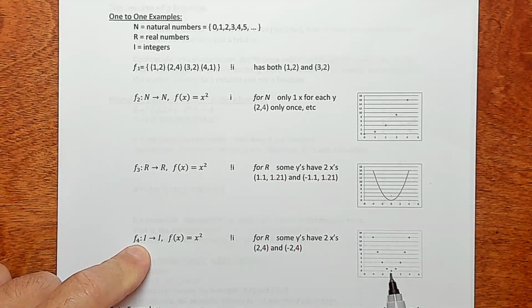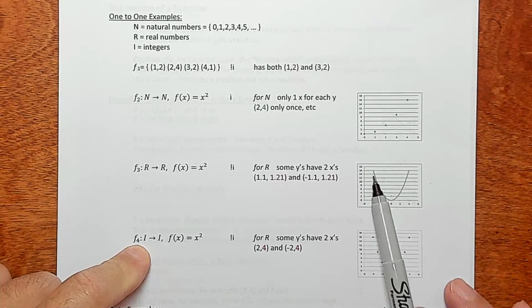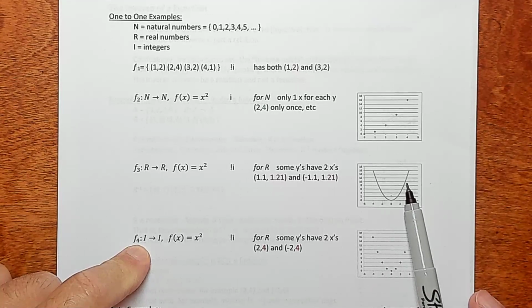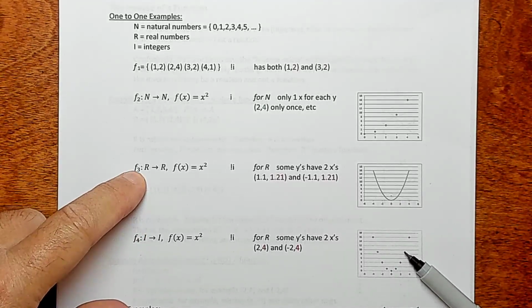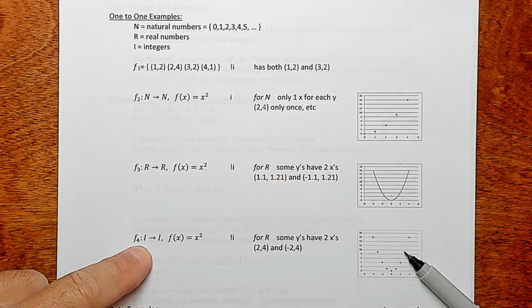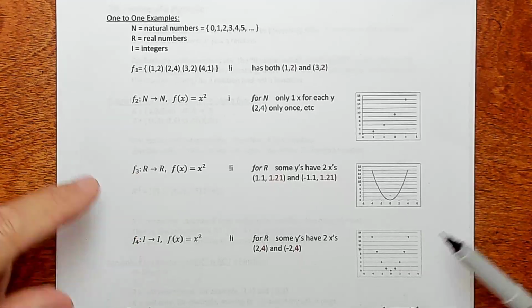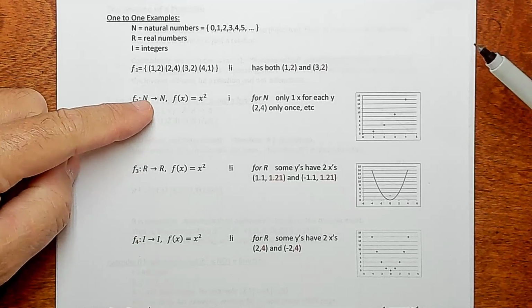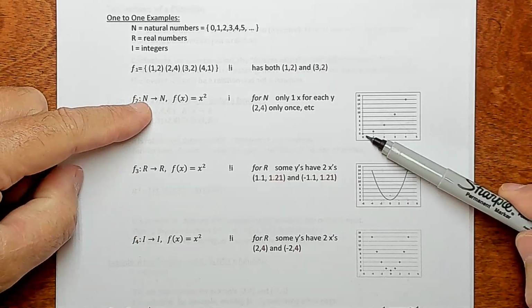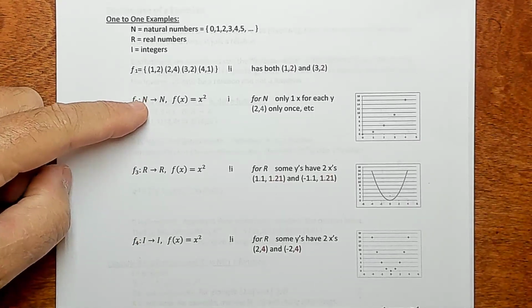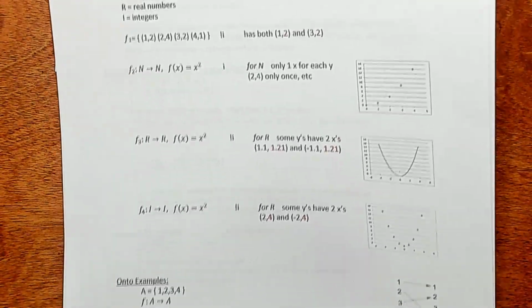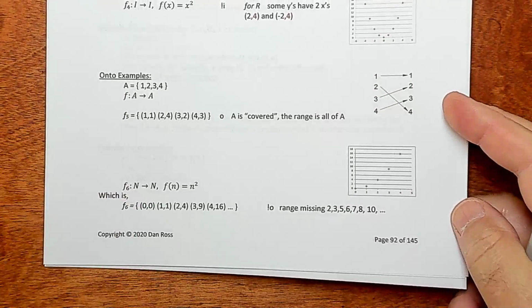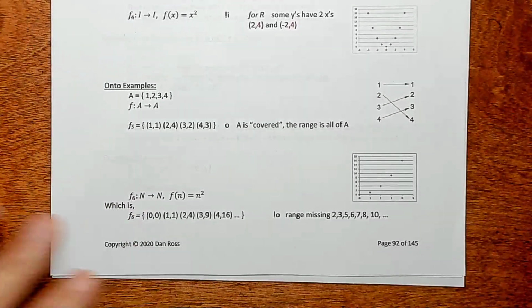Okay, so it fails in the continuous world. It's not injective in the continuous world, and it's not injective in the discrete world. If you use real numbers in the continuous world, you use integers in the discrete world, it fails injectiveness. But if you use just the positive numbers, then it's injective in the discrete world. Fun, all right? So we can look at some onto examples here.